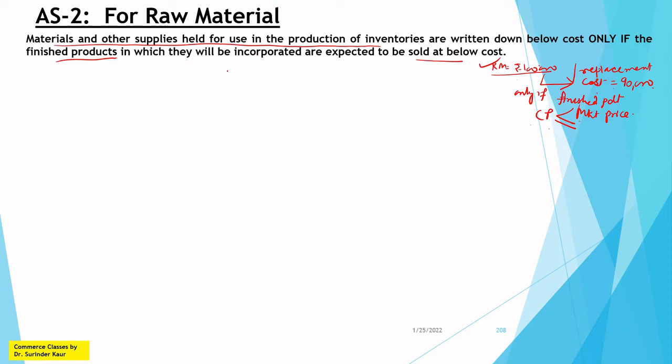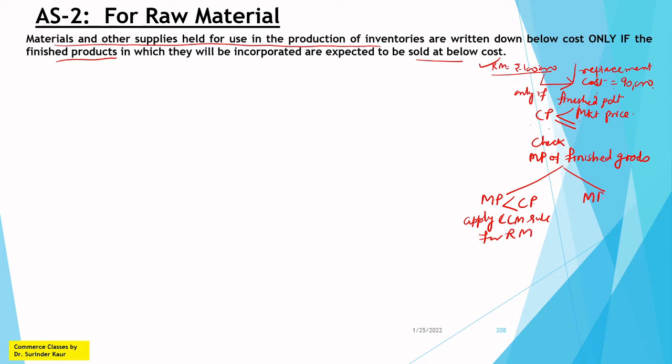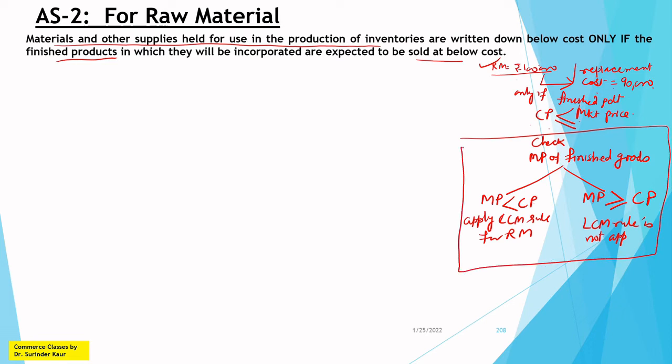So in the case of raw materials, you are to check the market price of the finished goods in which these raw material supplies are being used. If the market price is below cost, then apply the LCM rule for raw material. But if you are recovering cost, that is, market price is more than or equal to cost price, then the LCM rule is not applicable. You have to keep this in mind. This is the nutshell of AS2 for raw materials.